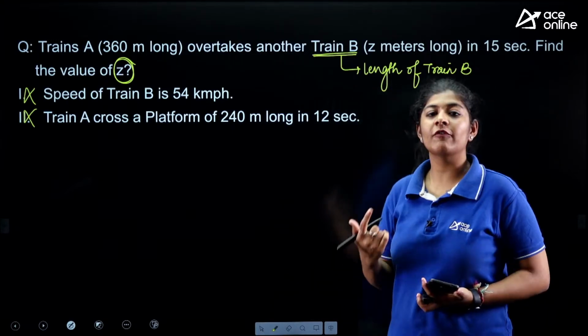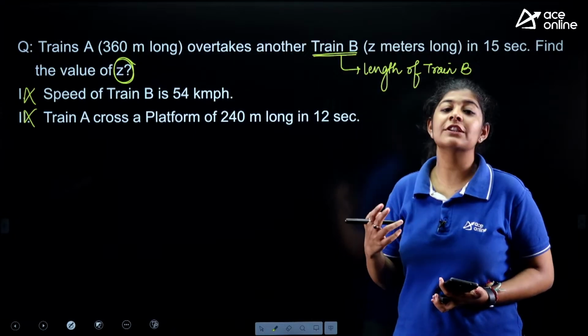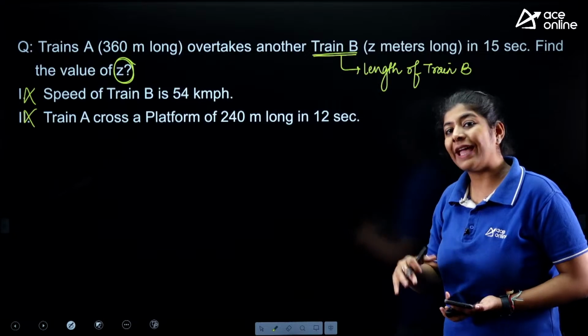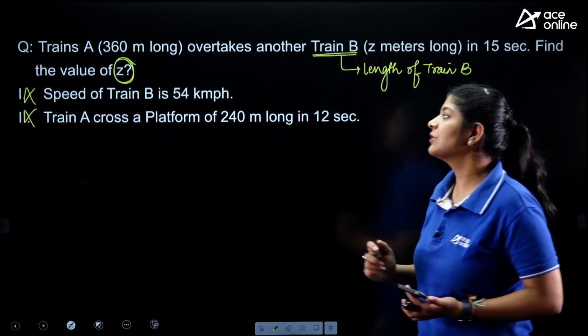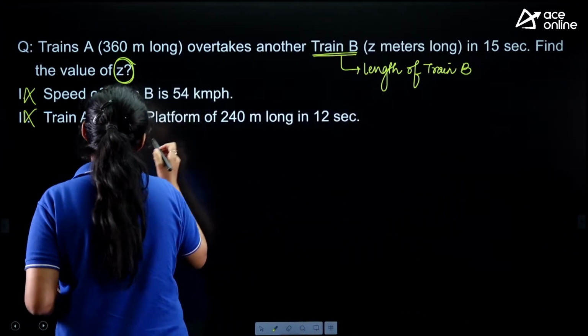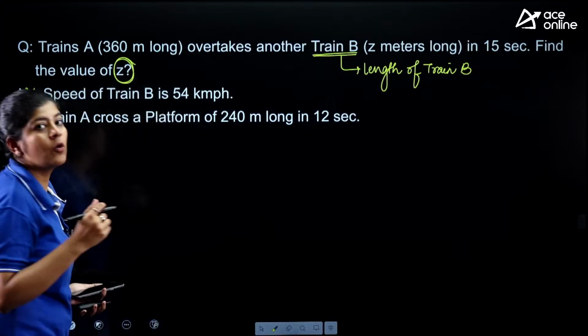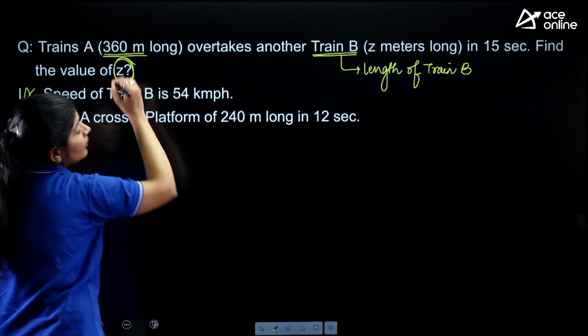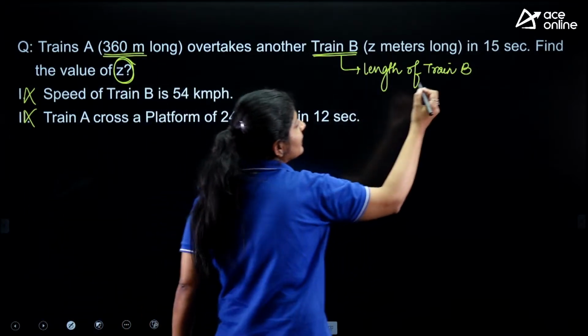But here we have option E, which says that if we merge both of them together, can we then answer it? So just simply check. The question says that the speed of train B is 54 kilometers per hour, right? As we can see, here we have data in meters and seconds.